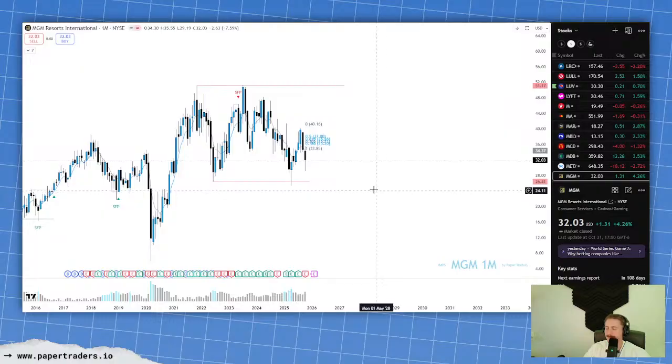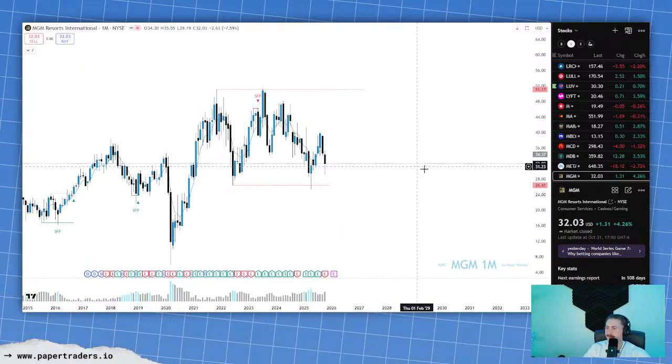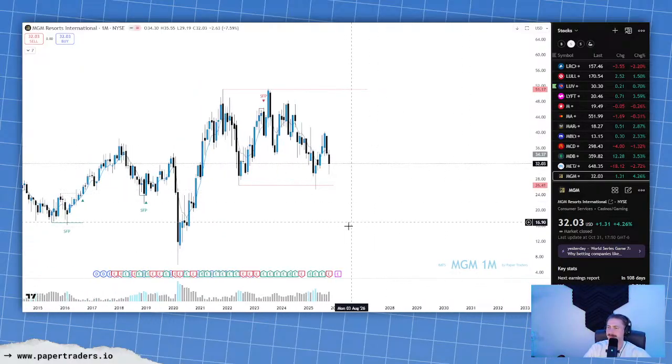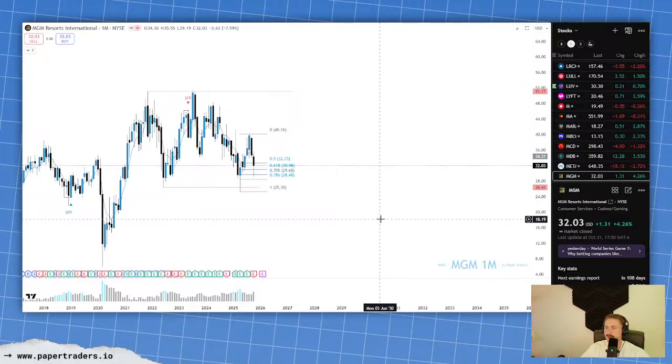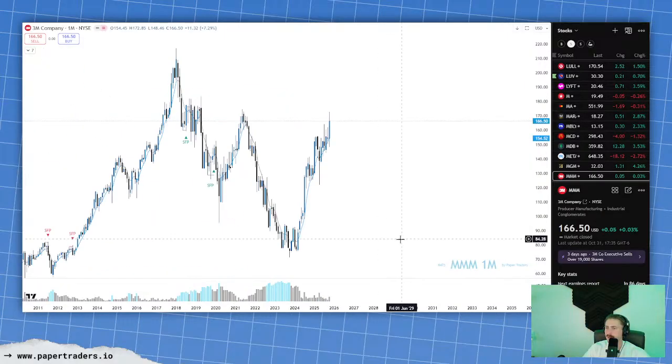MGM. 786 over here or something. 618. Oh my god, why is my mouse not clicking? There's 705. I was close. It needs to hold this range, otherwise continuation.